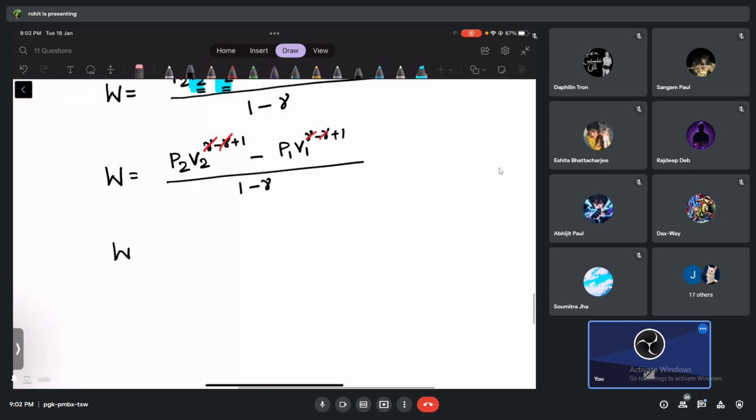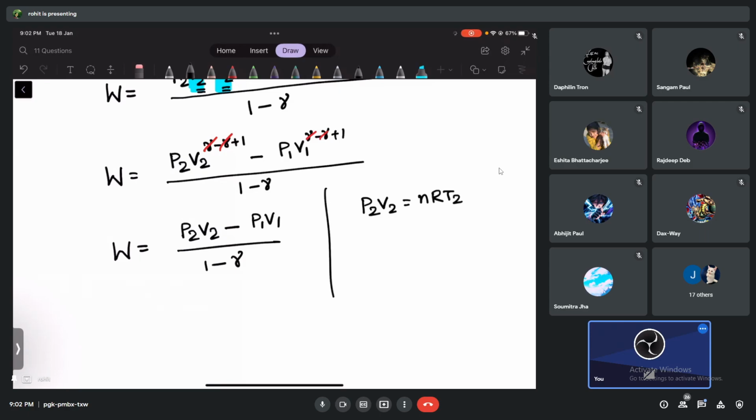Now tell me, work done equals to, tell me what is this? P2 V2 minus P1 V1 divided by what? 1 minus gamma. Now you will also agree with me, right? What is P2 V2 equal to? Can I call it nRT2, right? And P1 V1 will be equal to how much? nRT1. I can use this because there are two different temperatures for P1 and P2, not an isothermal process, so we can use them because they are ideal gases, no? So I can use these two things there.